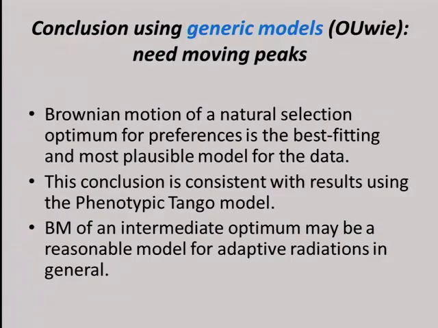Okay, so here's the conclusion. Brownian motion actually fits best, and it's the most plausible model for the data. And its conclusions are consistent with the phenotypic Tango model. And in particular, we end up concluding that something with a moving optimum probably is the best model. And if that optimum is moving stochastically by Brownian motion, that gets the job done.